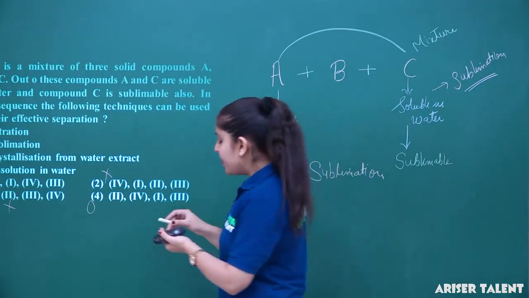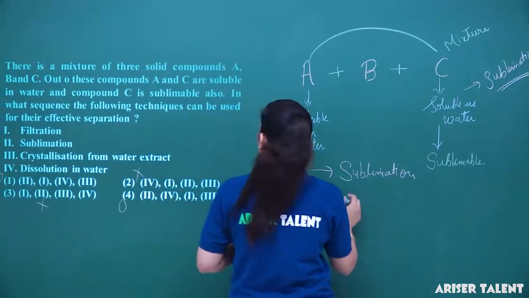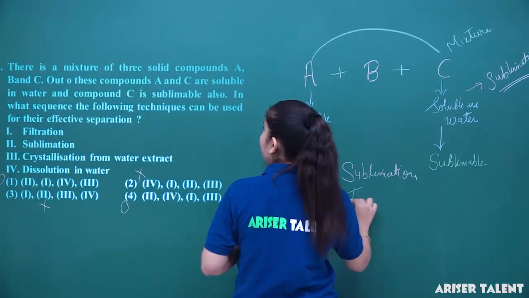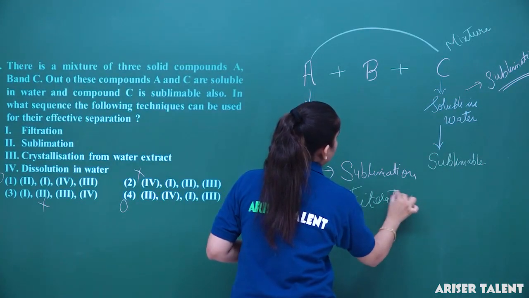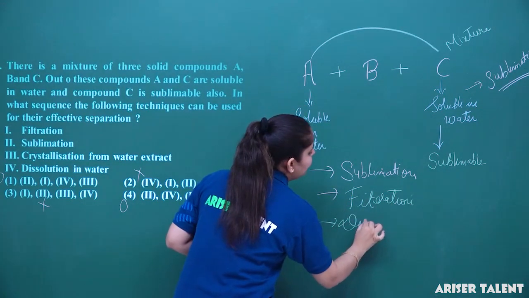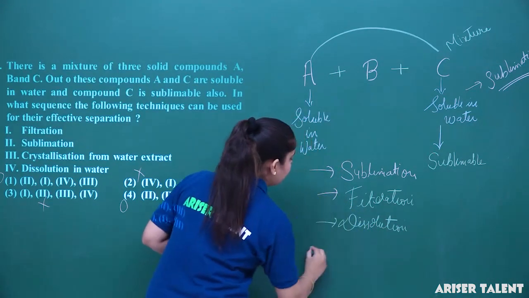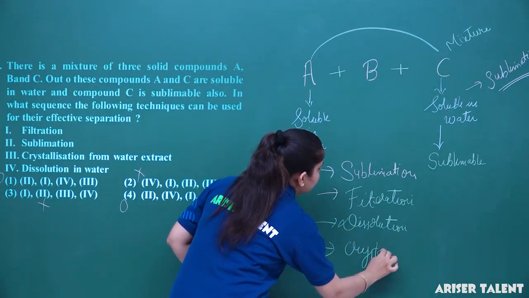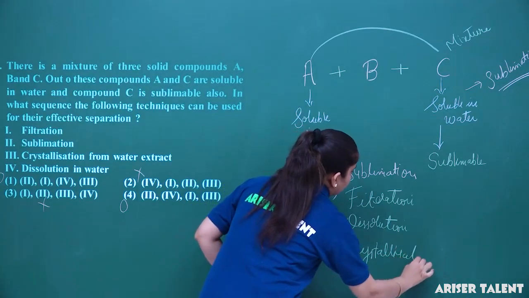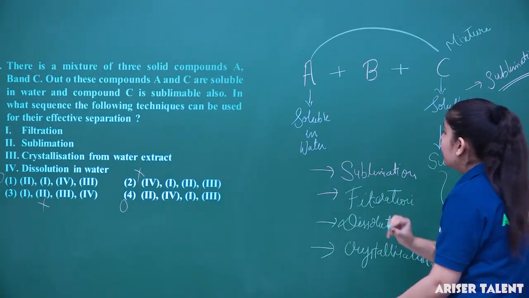So, what sequence are we following here? Firstly, I am doing sublimation. After performing sublimation, I am doing filtration. After filtration, we will dissolve it in water, dissolution, and the last step we are following is crystallization. So, these are the steps we follow in sequence to obtain these compounds.